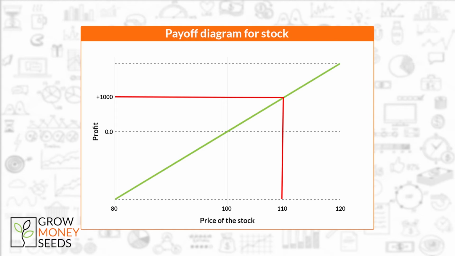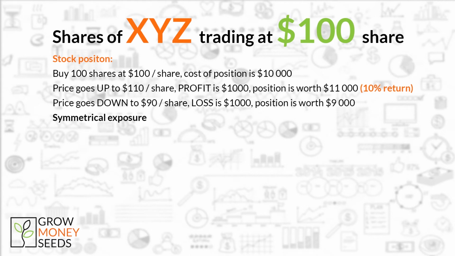However, if I'm wrong and the price drops to $90, then I would have a loss of $1,000 and the stock position would be worth $9,000. Stocks give us a symmetrical exposure, which means that if the stock goes up or down by a certain amount, then my gains or losses also go up or down by the same amount.